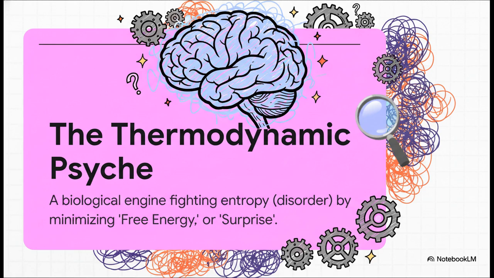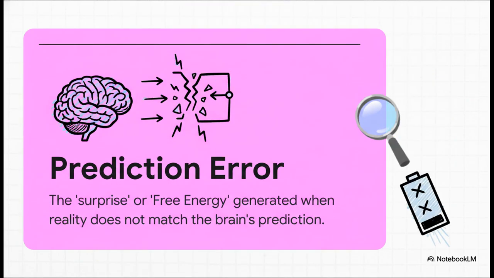Its primary mission, its entire job, according to this framework, is to create and maintain order. And it does that by trying to minimize something called free energy. Now, what's free energy? Really, it's just surprise. So, surprise. What does that actually mean for your brain? The protocol has a great term for it, prediction error. It's that jarring moment when reality doesn't line up with what your brain predicted would happen. It's the gap.